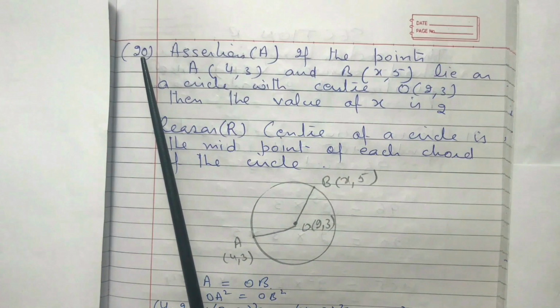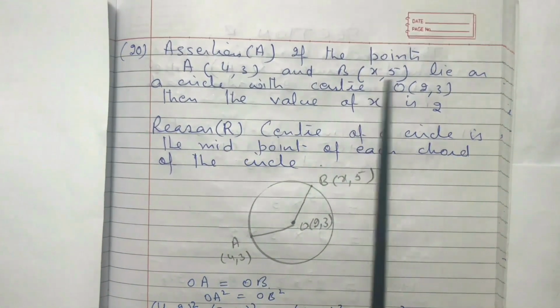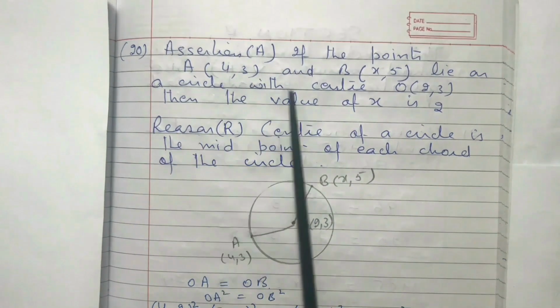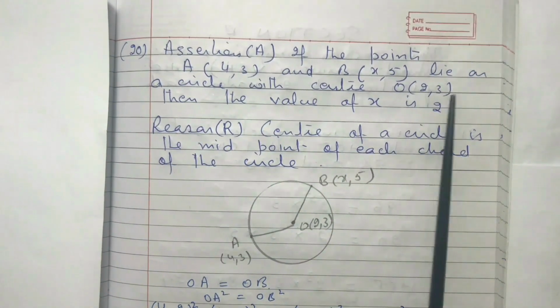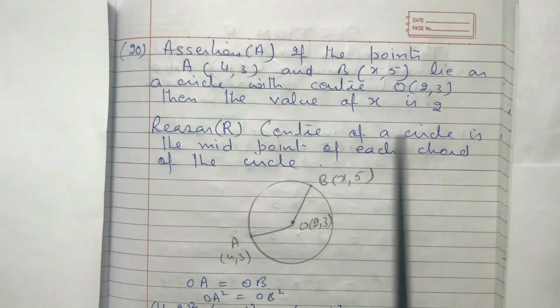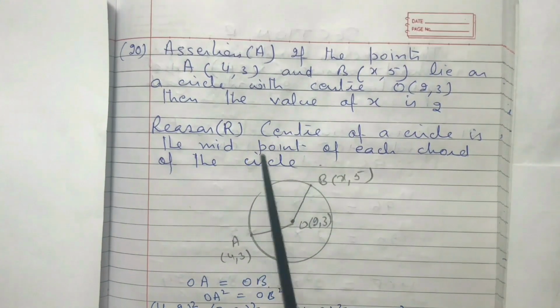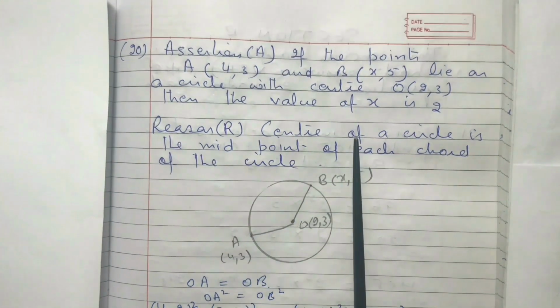Now this is the 20th question. Assertion A: If the points A (4, 3) and B (x, 5) lie on the circle with center O (2, 3), then the value of x is 2. Reason: Center of a circle is the midpoint of each chord of the circle. Now this is a false statement. So reason is a false statement.